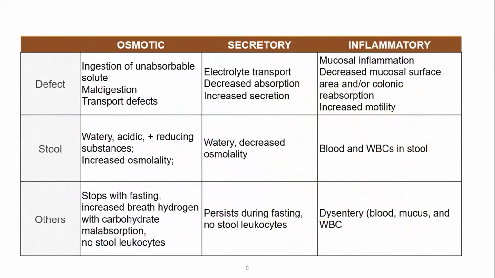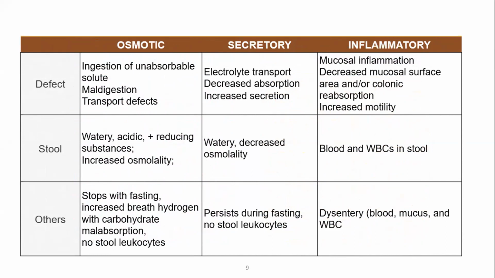So this is a table to summarize osmotic, secretory and inflammatory diarrhea. In terms of stool, osmotic and secretory diarrhea will have watery diarrhea, but in osmotic diarrhea you can find reducing substances, and there will be increased osmolarity. So osmotic diarrhea, increased osmolarity, whereas in secretory diarrhea there will be decreased osmolarity. Now, in inflammatory diarrhea you can find blood and white blood cells in the stool.